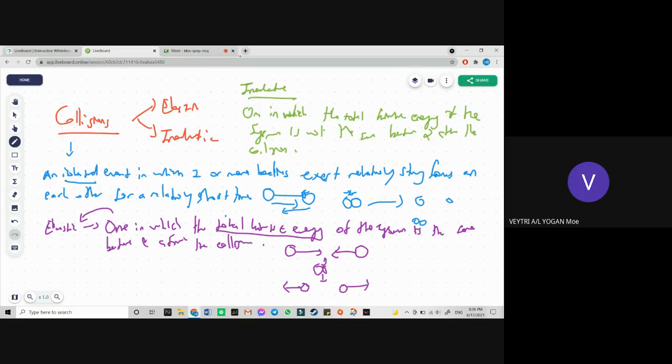Okay. Maksud dia, a ball comes this way and another ball comes the other way. What happens next is they collide. What happens next? Let's say ball A adalah lebih berat and lebih laju.